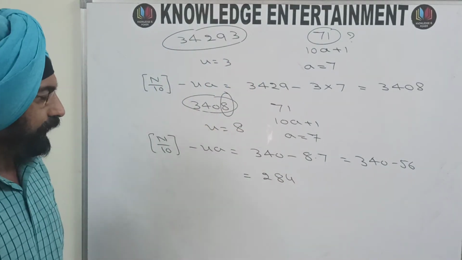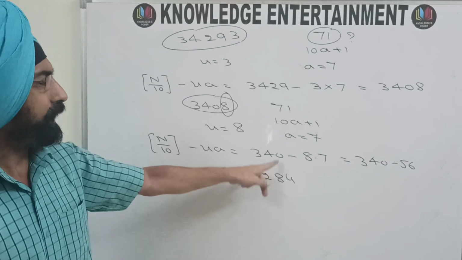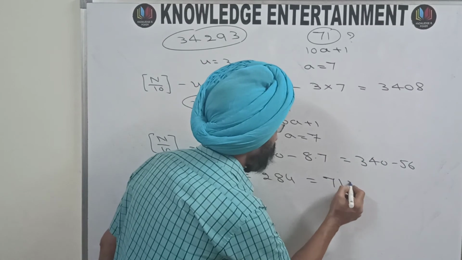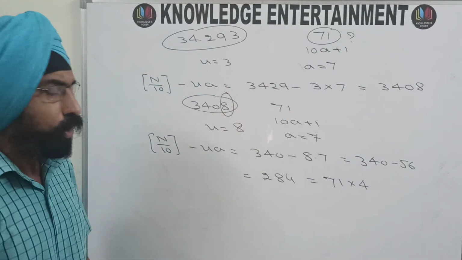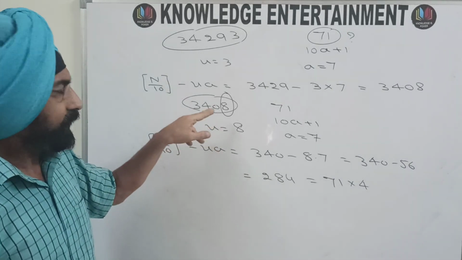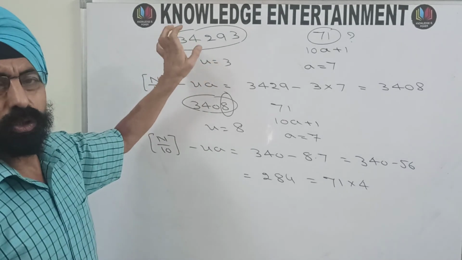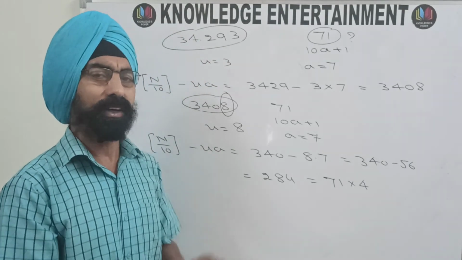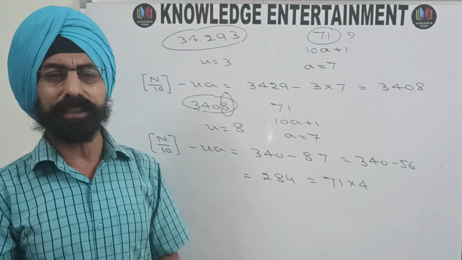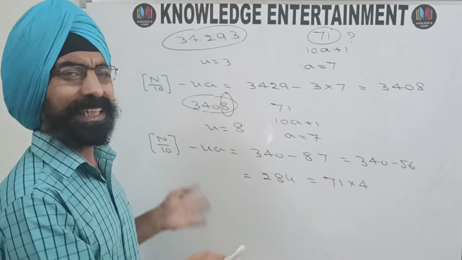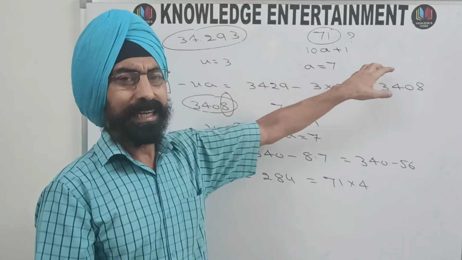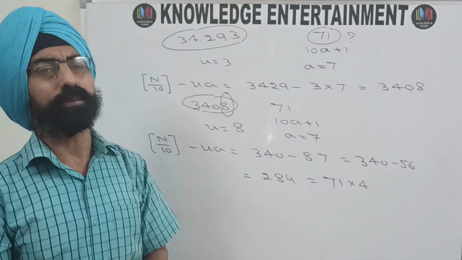284. And now we have to check whether this 284 is divisible by 71 or not. And interestingly, it is coming out to be divisible, as it is 71 into 4. So this number is divisible by 71. And if this number is divisible by 71, this is also. So this number is also divisible by 71. So this is the divisibility test, you can say the shortcut process, the magic of number theory to check the divisibility of a bigger number by a 2-digit number having units place 1.